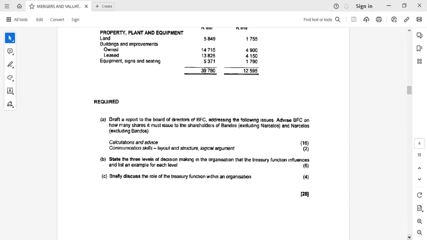then you write board of directors, BFC. From, you can put your name or your title. Date, you put whatever date you are writing the exam or any other date that you want. Subject, you then write whatever the topic. That means you can say, like in this case, you can say number of shares to be issued to shareholders of Bados, excluding Naselos, and Naselos excluding Bados. Right. So now, let's do this question.